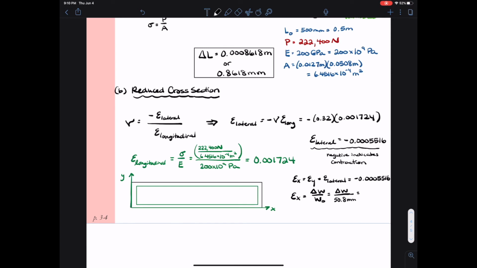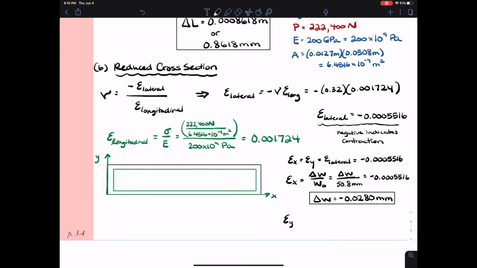So I knew my initial length of 50.8 millimeters. That was my initial width. And I know my strain, the strain in the x direction, so I can calculate from this my delta W. This is now the change in width. And it's going to be negative because the width is getting smaller. Delta W in this case comes out to be negative 0.0280 millimeters.